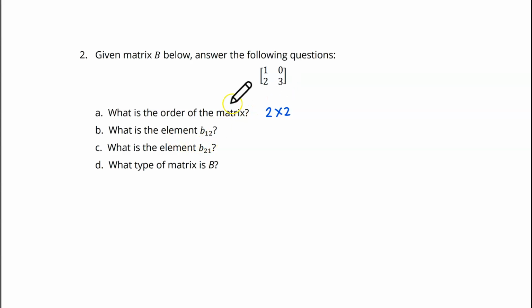Then what is the element B sub 1, 2? That means row 1, second column. Row 1, second column. That is 0. That's the entry 0. And the element B sub 2, 1 means second row, first column. That is 2. And what type of matrix is matrix B? This is a square matrix.